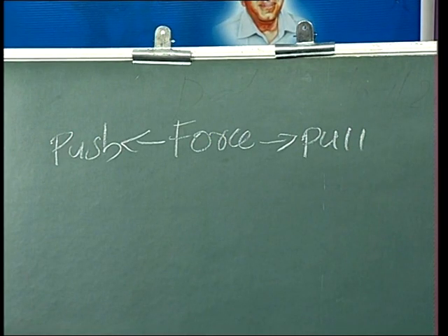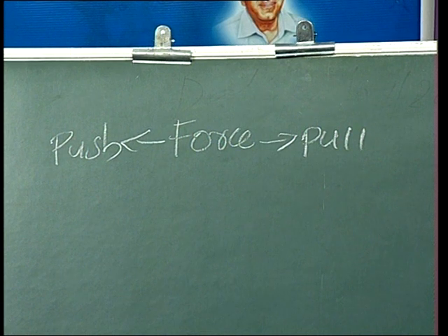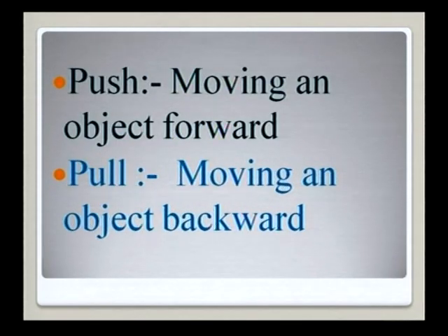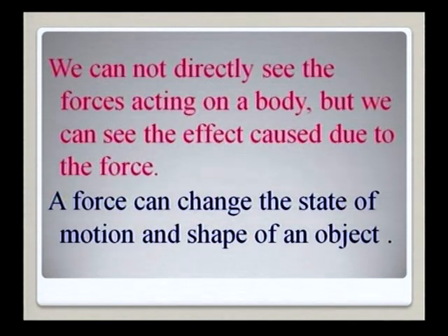Let us see what is push and pull. Push means moving an object forward. Pull means moving an object backward. We cannot directly see the forces acting on a body, but we can see the effect caused due to the force. A force can change the state of motion and shape of an object.